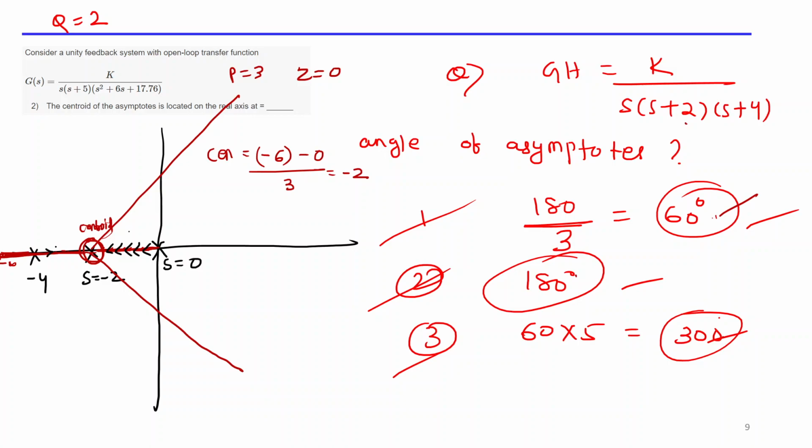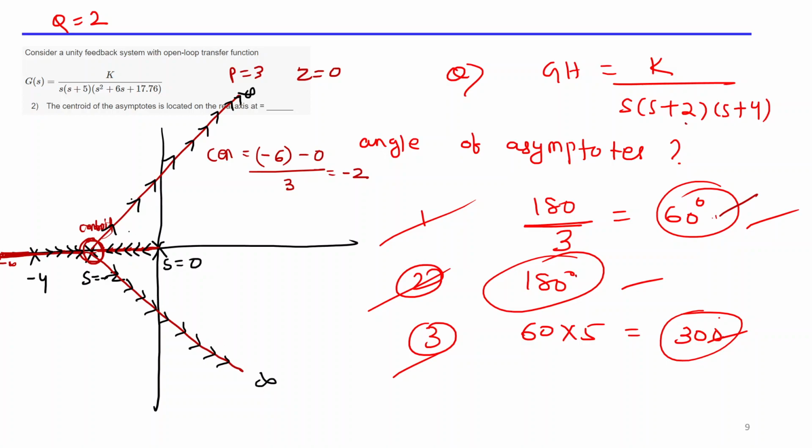Another pole will be coming in this direction. And at this centroid, suppose there exists this breakpoint, they will collide, and these two poles will move in this direction because they have to travel in the direction of the asymptote to reach the zero at infinity. And another pole will go in this direction to reach the zero at infinity.